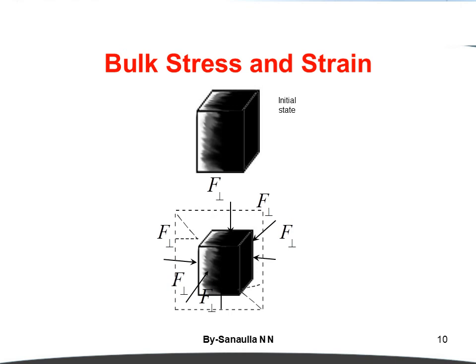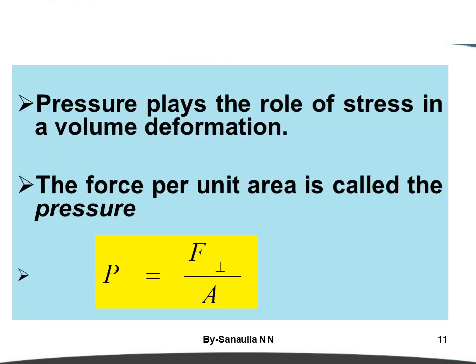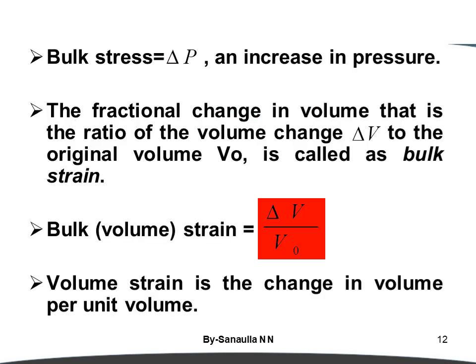So next one is bulk stress and strain. You can see the force is applied on all the faces, perpendicular to all the faces and in the inward direction, right? Initially, in the first image, there are no forces, it is the initial shape. After applying forces, it changes its shape, and you can see its volume decreases. So pressure plays the role of stress in a volume deformation. That's why the force per unit area is called the pressure. P is equal to F perpendicular divided by A.